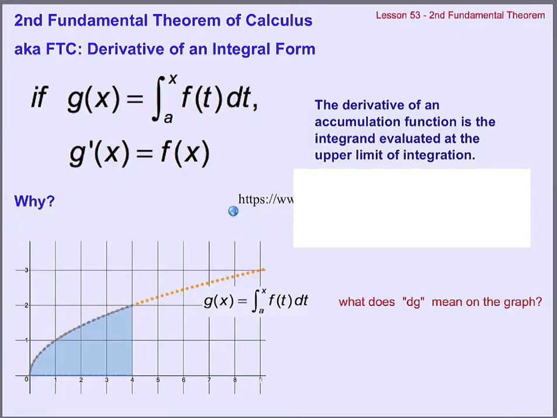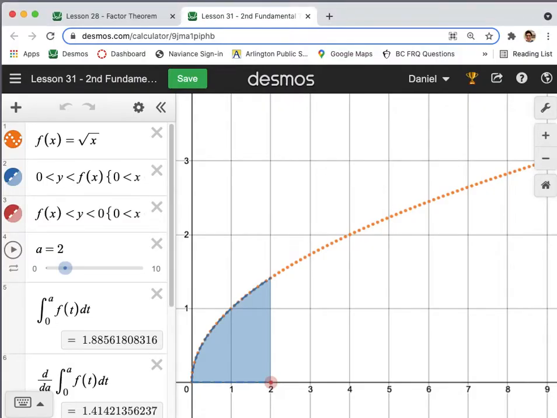Another way to understand it is to think more about what it means to be an accumulation function. So we will naturally turn to Desmos for help. Here is an example of an accumulation function. The dotted line here is the square root of x. And what I'm looking at here, the definite integral from 0 to a, is my input, my independent variable. I'm going to control that with this. The definite integral from 0 to a of f of t dt, that's my function. So right now, when a is 2, the definite integral is 1.8856 or so.